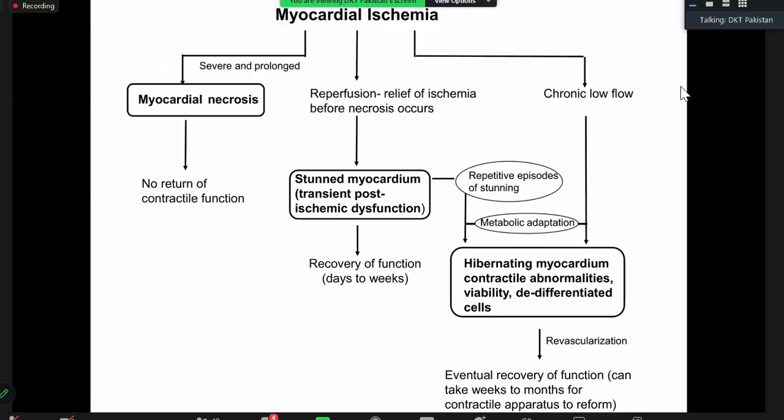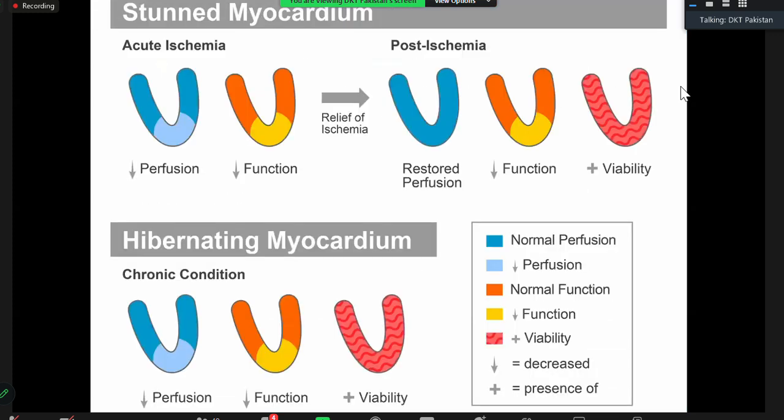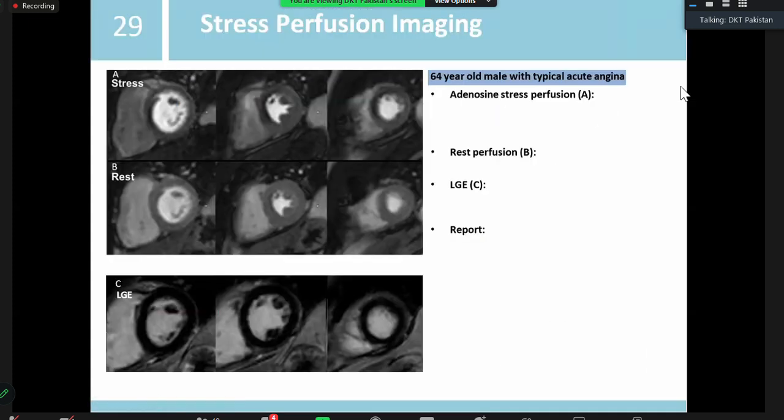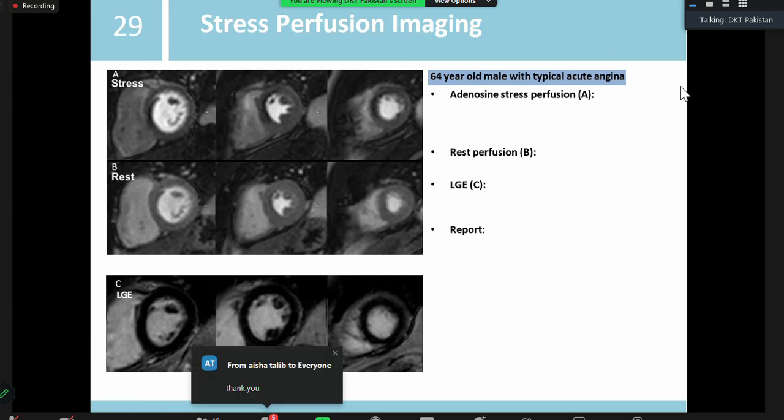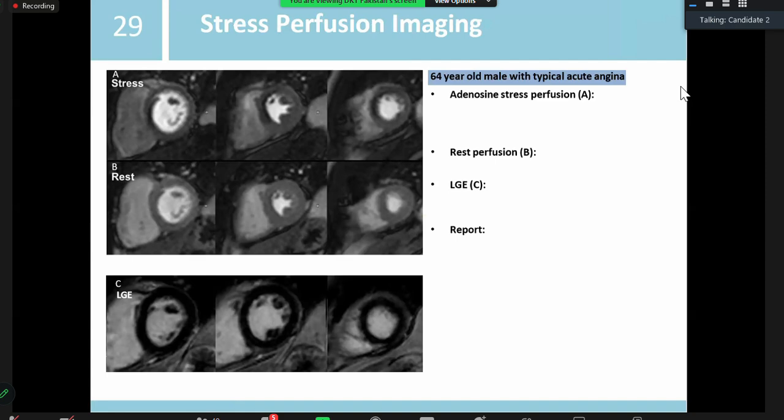Like I was telling you, we do the perfusion images. So again, I will come back to it. Candidate 2, these are images which are labeled. Can you explain them? Sir, these are short axis cardiac MRI images with rest and stress imaging, in which I am comparing the rest and the stress images.